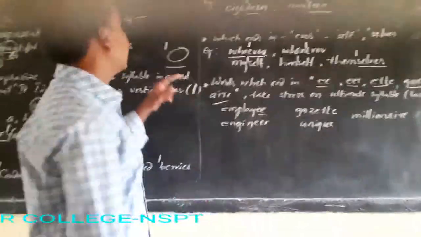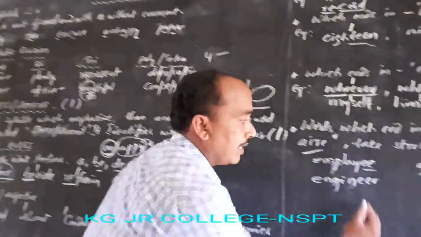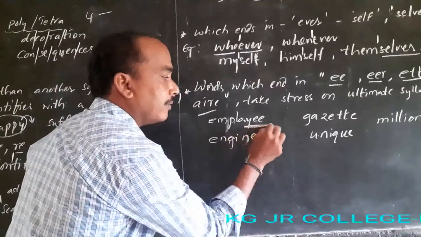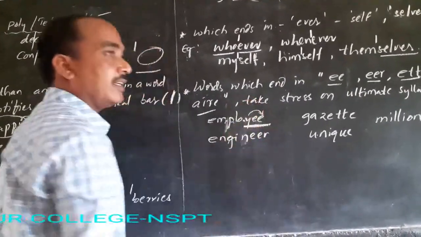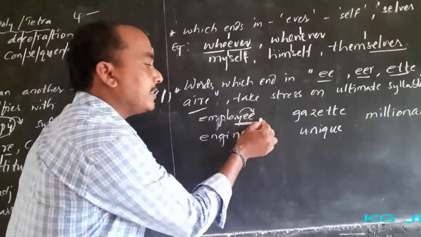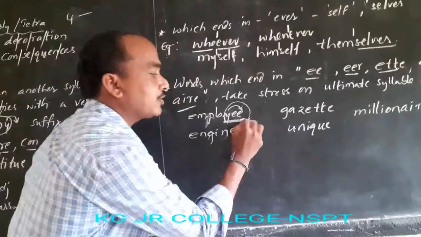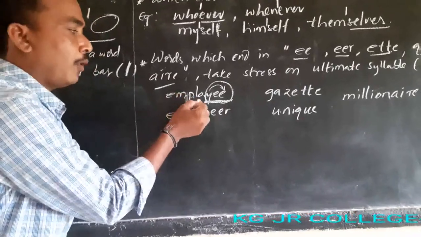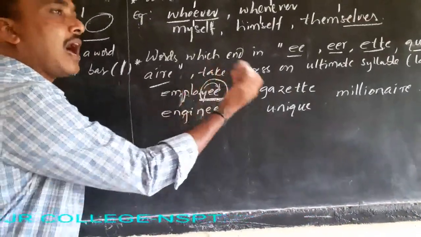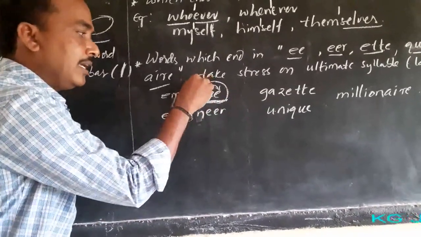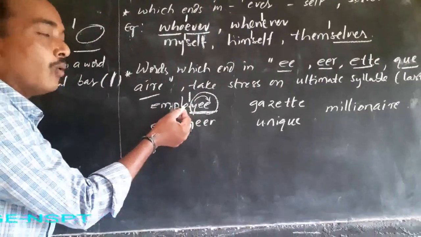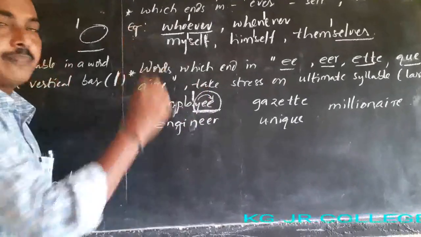But according to the syllable rule, what have we learned? A unit of vowel sound with or without consonant sound. This is only the vowel sound, but here the consonant before it should also be considered as part of the syllable. This whole part is called a syllable, not only this part. So what is the first syllable? Em-ploy-ee. E is the last syllable in this word. After O and before Y, you have to use the vertical bar.